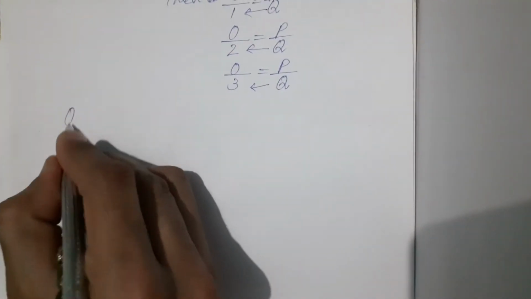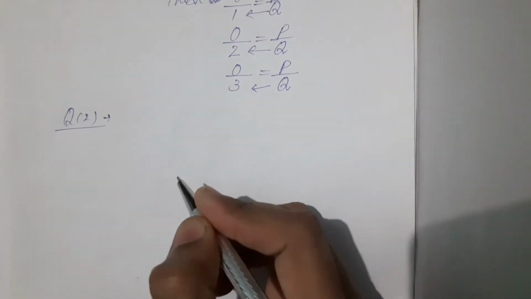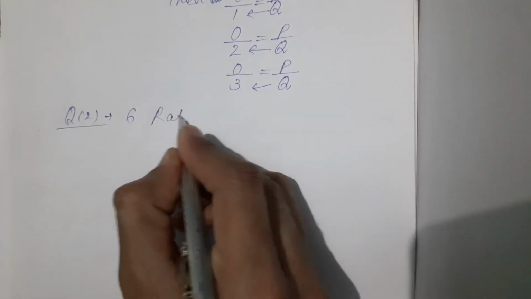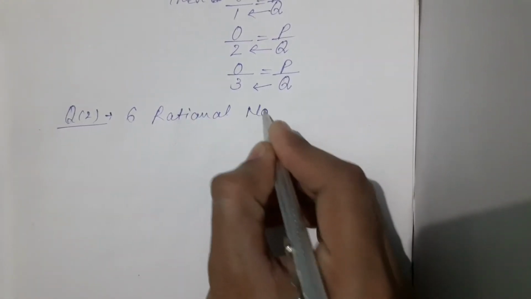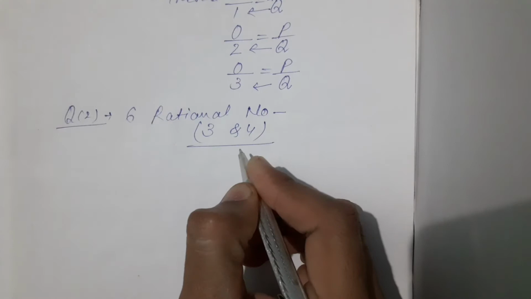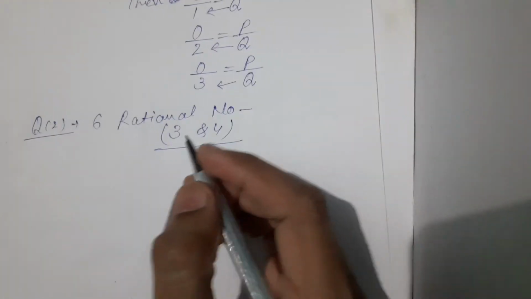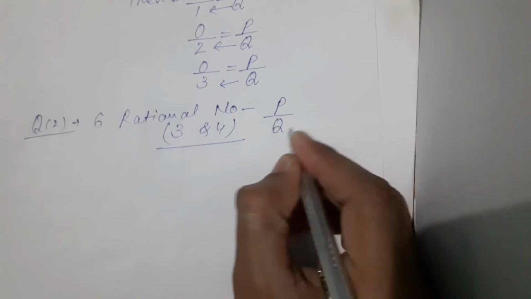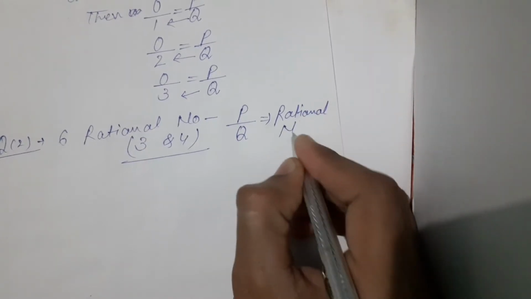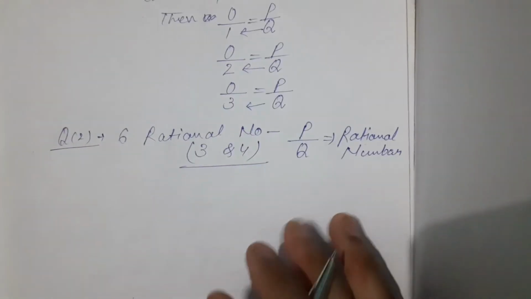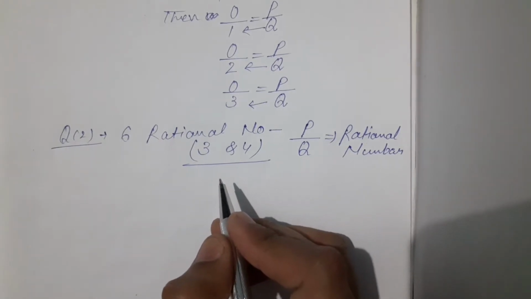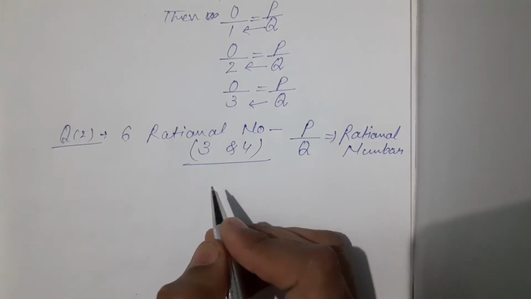Now move to the second question. Find 6 rational numbers between 3 and 4. A number which can be written in the form of p upon q is known as a rational number. So we have to find the 6 rational numbers between 3 and 4. There are 2 methods to find rational numbers between the given 2 numbers.